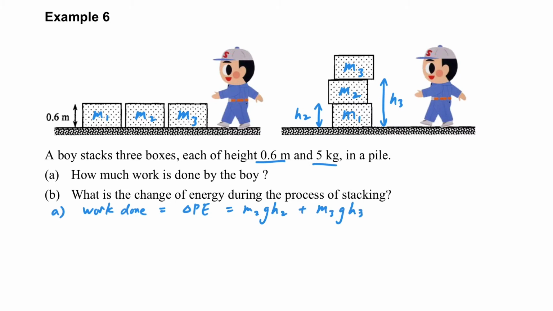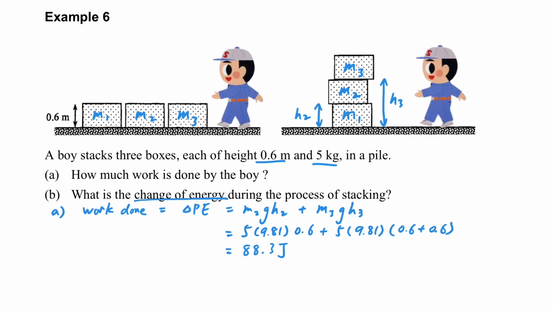So it is M2gh2 plus M3gh3. In this situation, the equation is like this. Then we can find the work done by the boy.